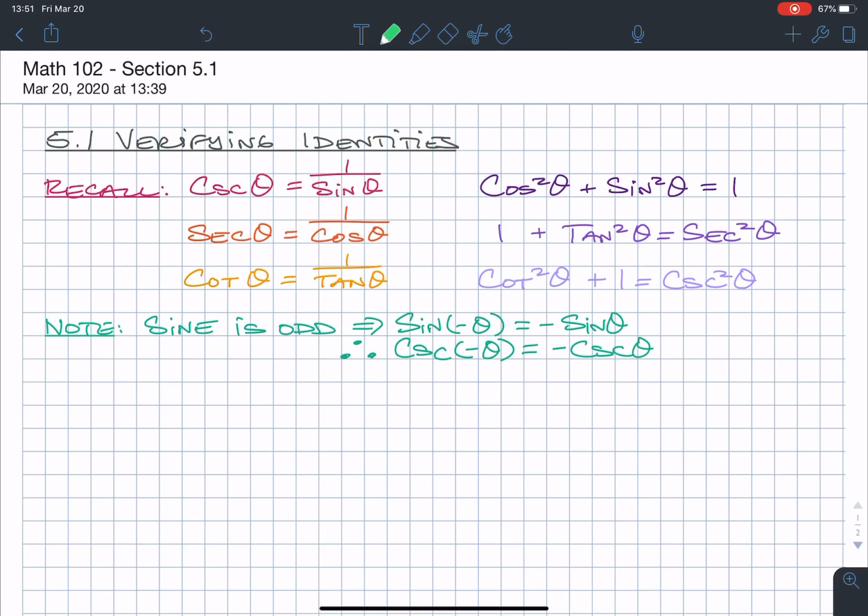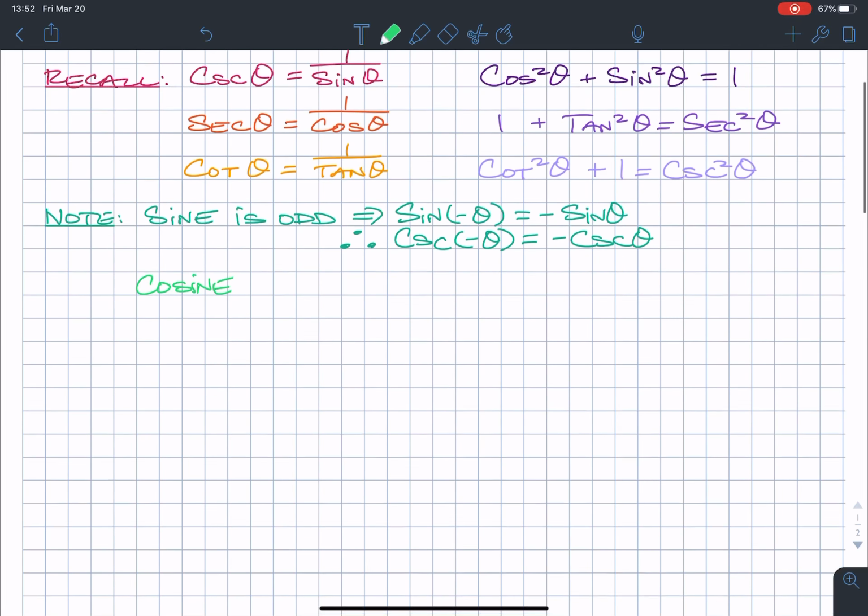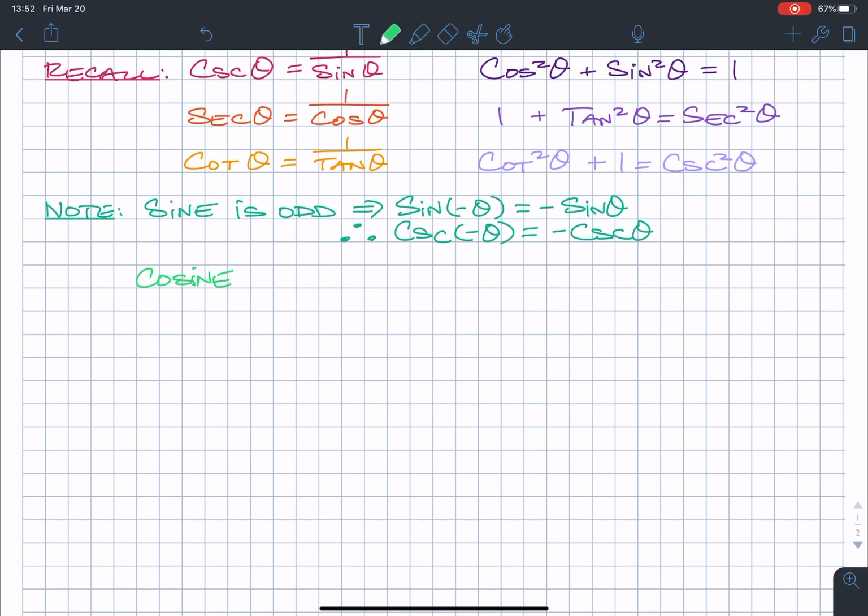We know that cosine is an even function, meaning it is a mirror image across the y-axis, so cosine is even. And what that means is that cosine of a negative angle theta is the same as cosine of positive theta. Similarly, for its reciprocal function secant, secant of negative angle theta is the same as secant of positive theta.